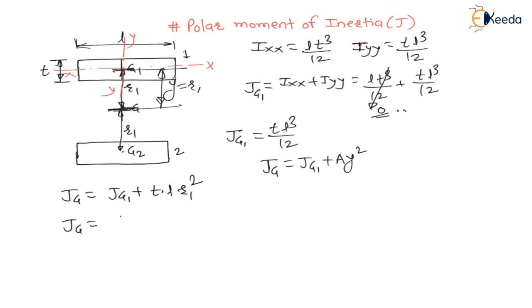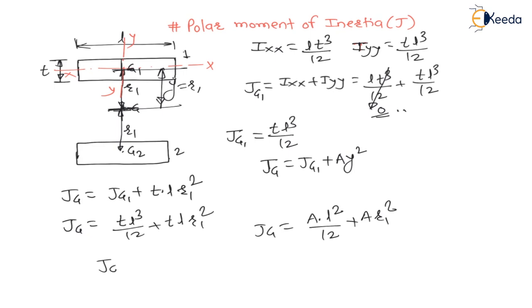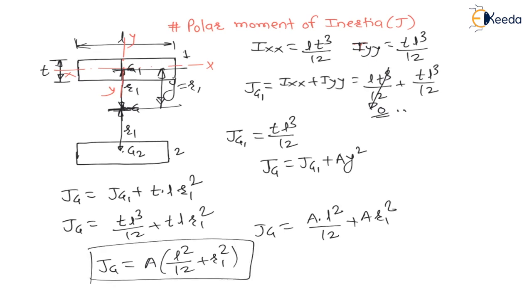J about G is equal to T L cube divided by 12 plus T into L into R1 square. Now, T into L is the area. Therefore, J about G will become area into L square divided by 12 plus area into R1 square. Therefore, J about G is equal to area common, L square by 12 plus R1 square. This is the polar moment of inertia of one weld only.